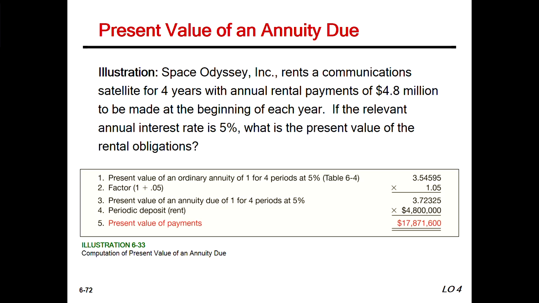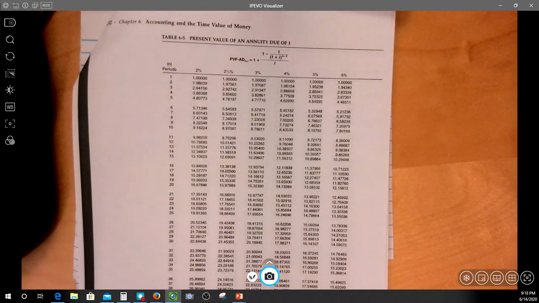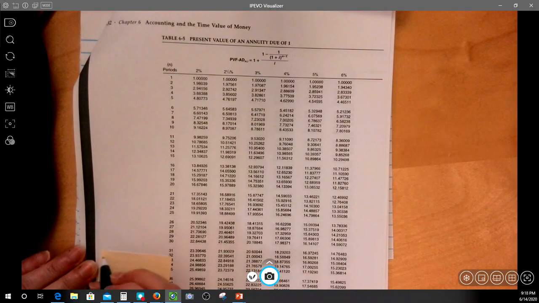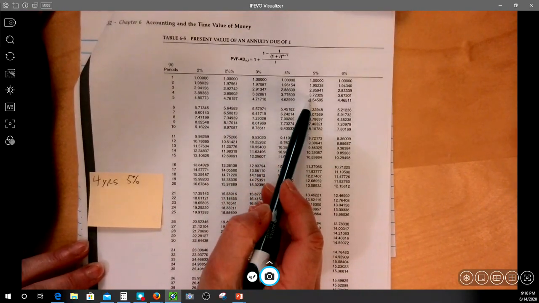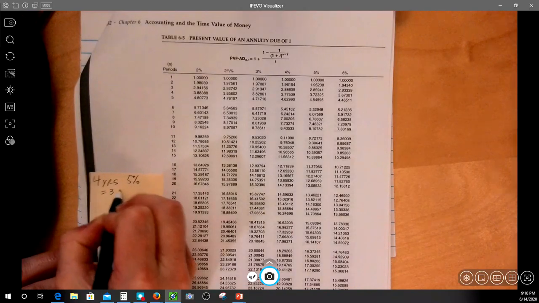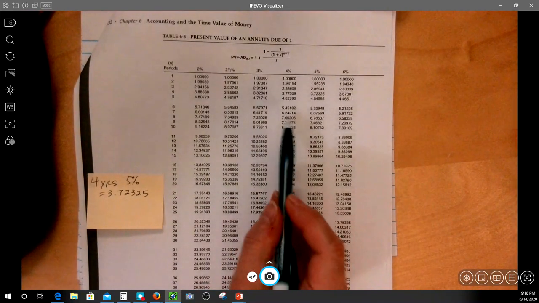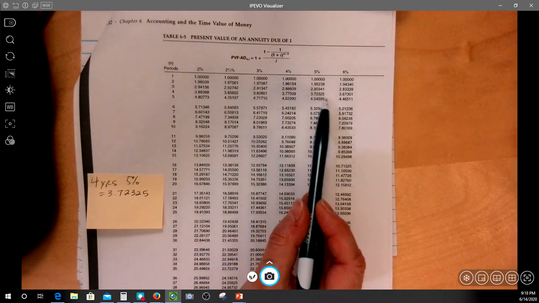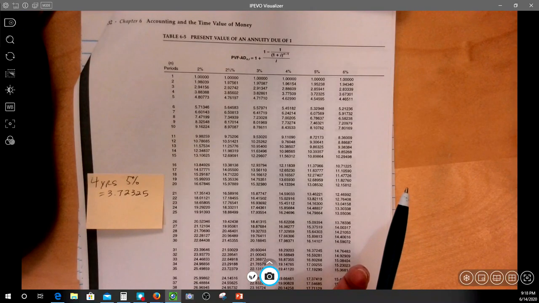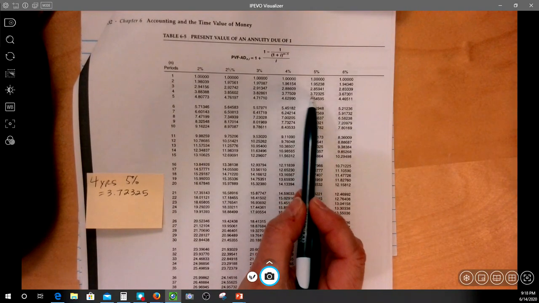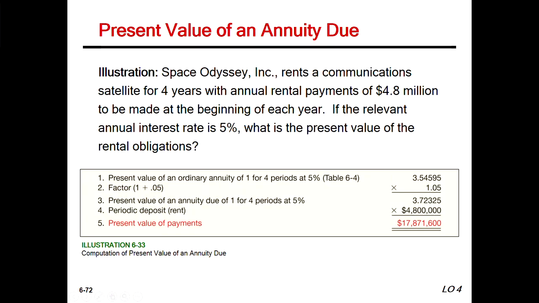Let's take a look at that table right now. So we do have a present value of an annuity due table, and our payments, so this was 4 years at 5%, 4 payments at 5% is 3.72325, right there, right above it. 3.72325 right there.